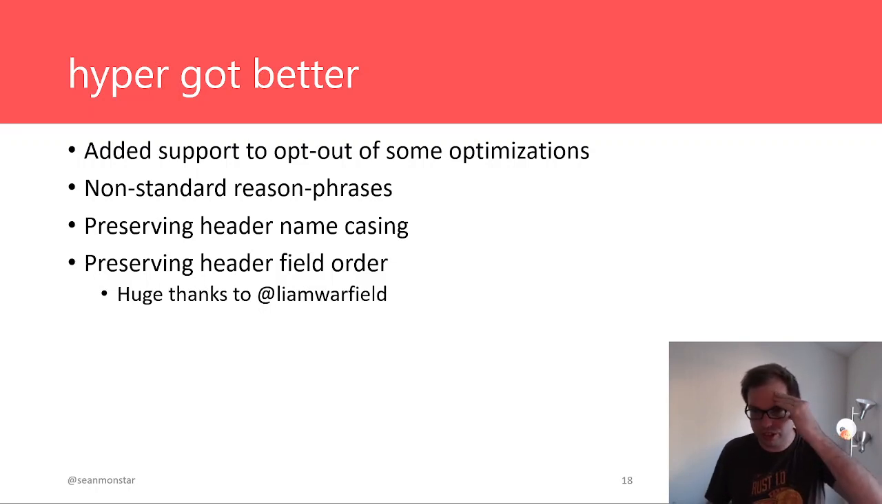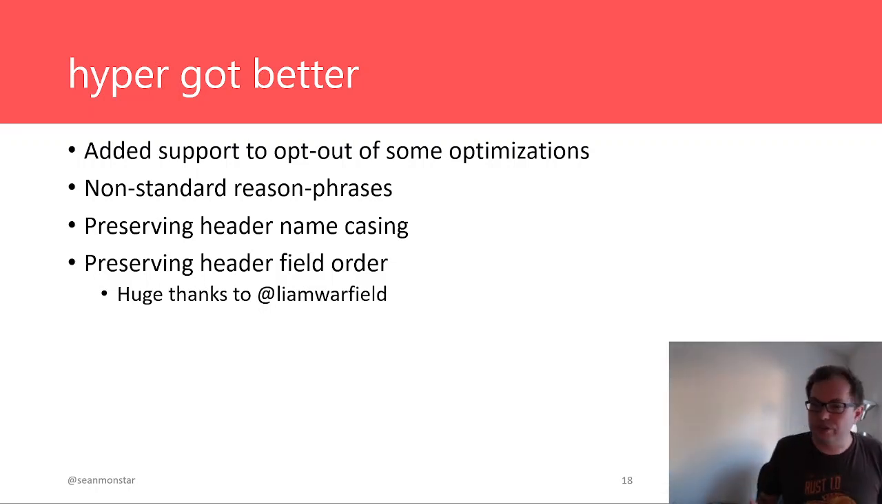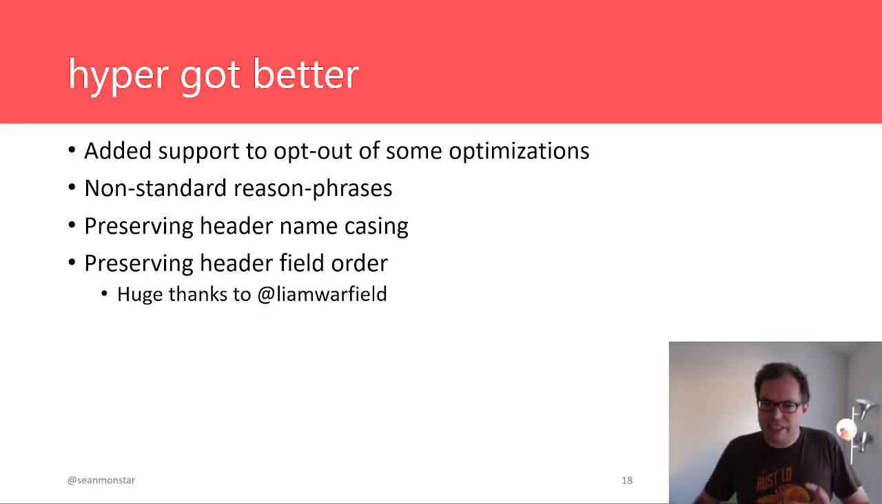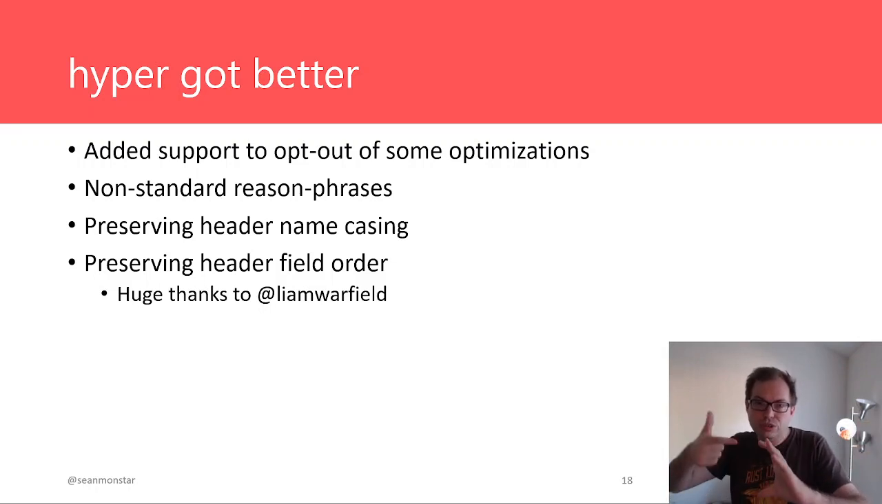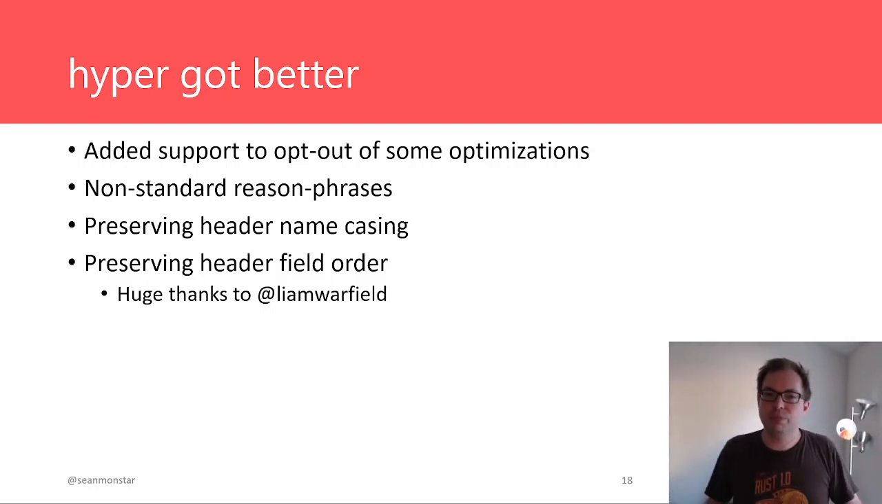Also, same thing with the field order. The order is not supposed to matter, at least for the names. The order that you get the values, if you have multiple values for the same name, yes, that matters. Hyper takes care of that. But the order of the names is not supposed to matter. Liam helped us out in getting that together.